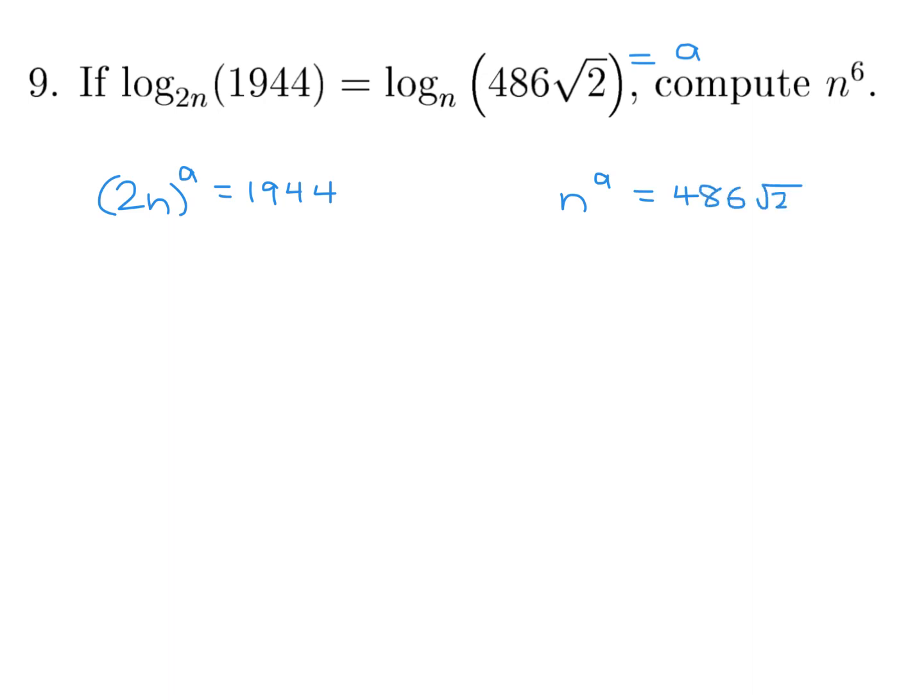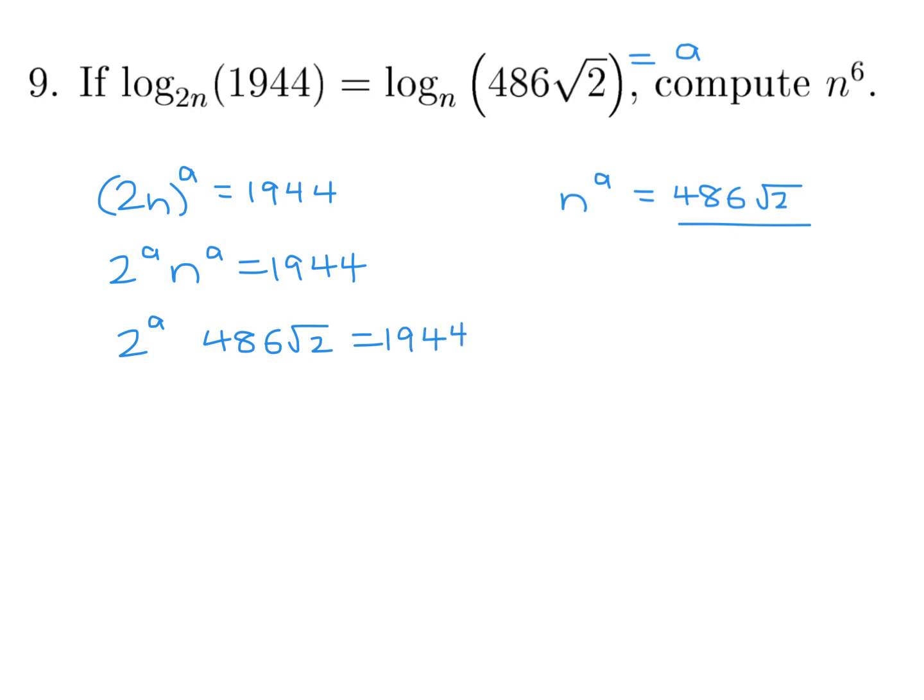Okay, using log rules, this a comes out front, but let's just break it up into 2 to the power of a, n to the power of a first. I think that will help a little bit. And then n to the power of a is right here. So we can make a very quick substitution. 2 to the power of a times 486 root 2 is equal to 1944. Okay, so now we can just isolate 2 to the power of a on one side and then bring this 1944 over 486 root 2.